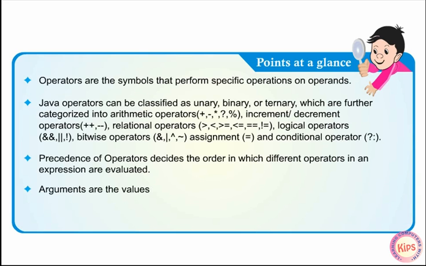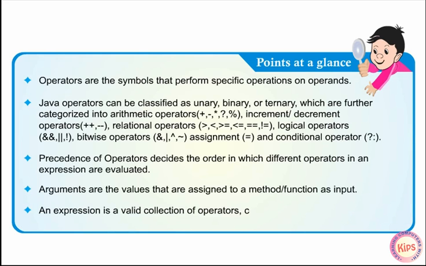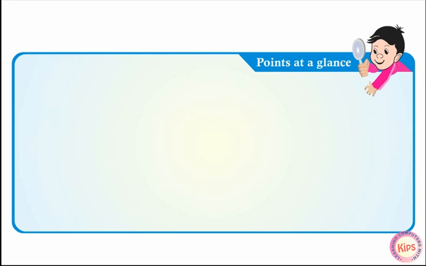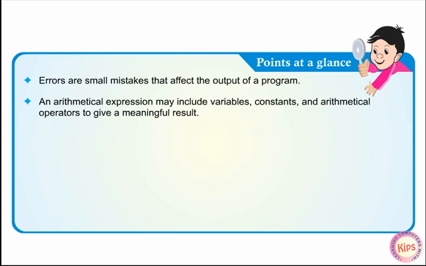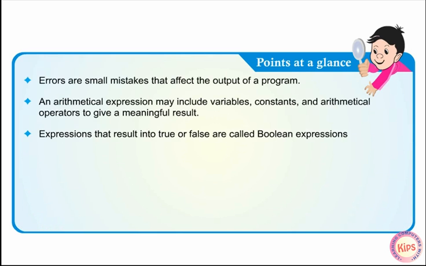Arguments are the values that are assigned to a method or function as input. An expression is a valid collection of operators, constants, and variables which returns a result. Errors are small mistakes that affect the output of a program. An arithmetical expression may include variables, constants, and arithmetical operators to give a meaningful result. Expressions that result into true or false are called Boolean expressions.